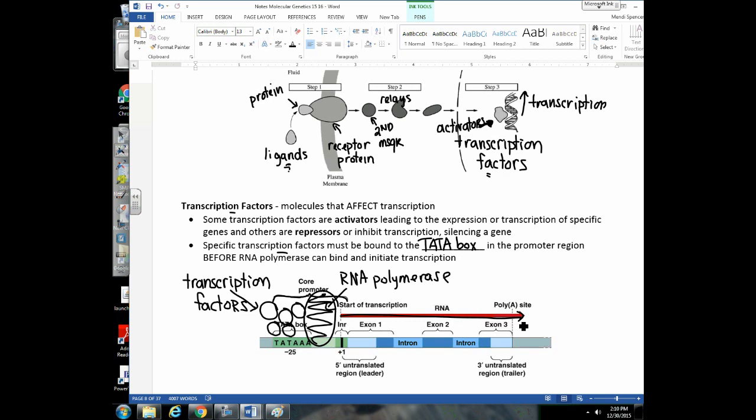Lots of times you'll see an arrow coming down from a gene if transcription is taking place, and they'll show you a new strand and they'll have it labeled. That's the mRNA. And the mRNA was made by RNA polymerase as it unzipped the DNA and transcribed this gene.